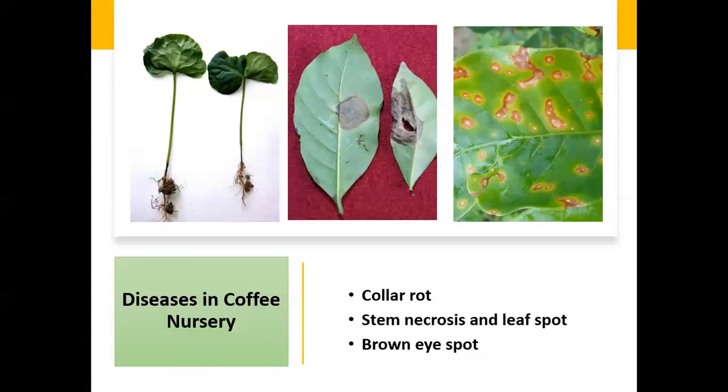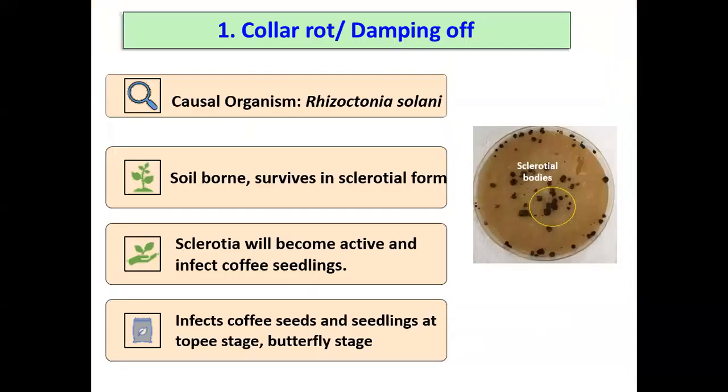During these phases, from the topi stage, from the germination beds till the seedlings are taken into the field, we face many constraints that hinder the growth of the seedlings. One such is diseases of coffee. So we need to know about the diseases of coffee and their management in order to save our seedlings. So in coffee, we have 3 diseases. One is collar rot disease, and next is stem necrosis and leaf spot disease, and brown eye spot disease.